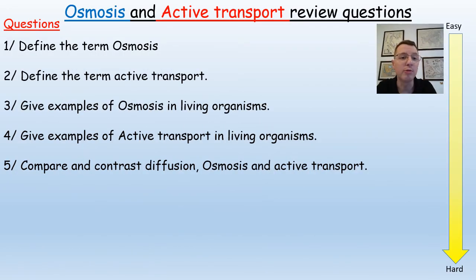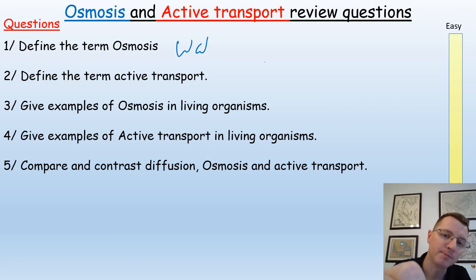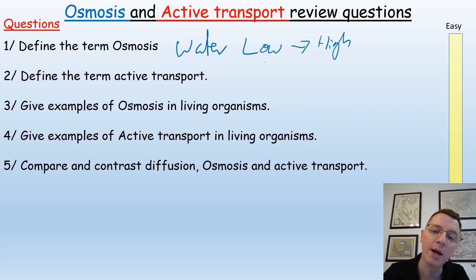So here's a number of review questions about osmosis and active transport. Pause the video, try these questions, and we'll go through the answers next. So, define the term osmosis. Osmosis is the movement of water from a low concentration to a high concentration through a semi-permeable membrane.